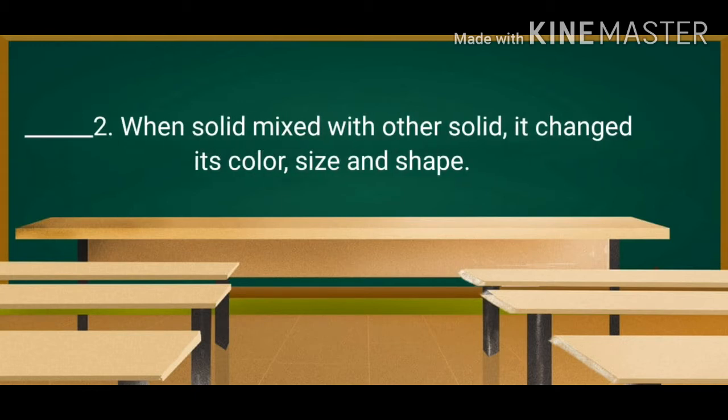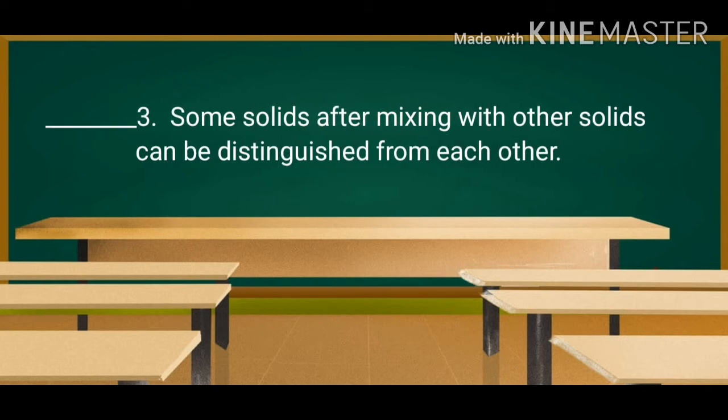Number 2. When solid is mixed with other solid, it changes its color, size, and shape. Good job! You're right. The correct answer is false. Number 3. Some solids after mixing with other solids can be distinguished from each other. Great! The correct answer is true.